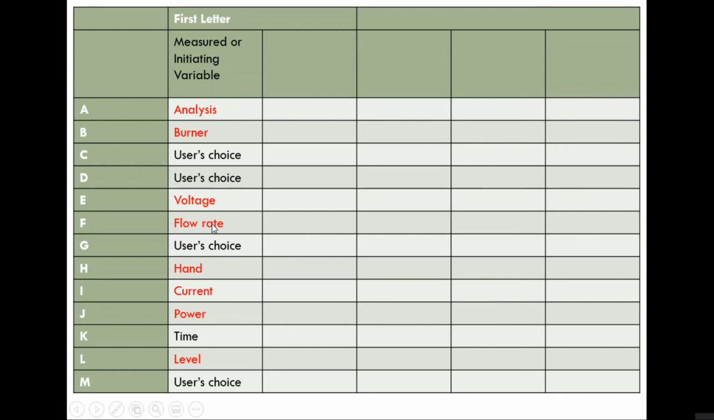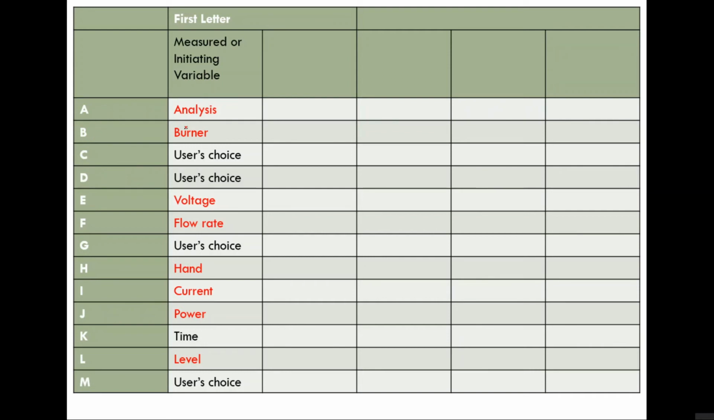So here you can see this one is the first letter. If it is A, that one is for analysis purpose. If you are using some spectrophotometer, or an NMR spectrophotometer, or some ORP sensor. What is ORP? Oxidation reduction potential. Then it is used for analysis purpose. So A is used to note that. So A means analysis.